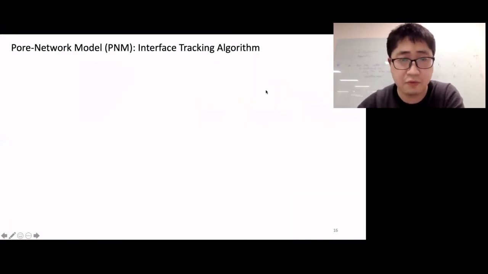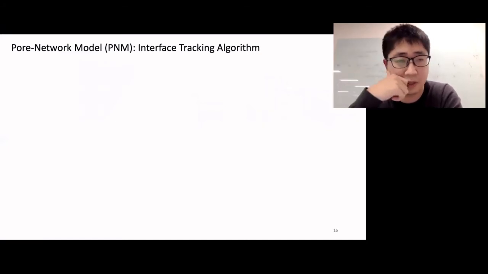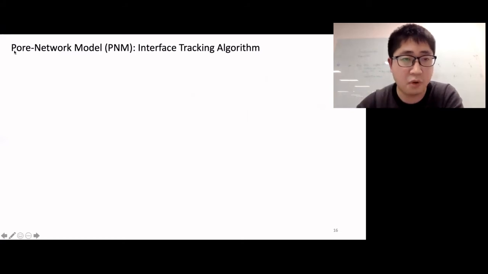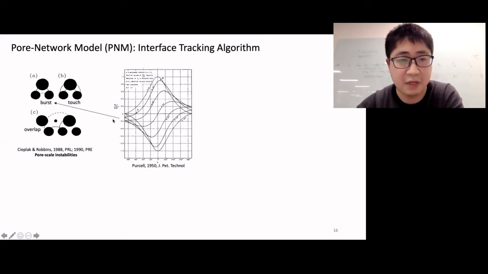And next, we can move into porous media. This time, instead of using the lattice Boltzmann method, we try to extend the existing pore network model method. Briefly, a quick introduction about this model. It considers the pore-scale invasion instabilities: burst, touch, and overlap, as I mentioned before. Take burst as an example. Depending on the location of the meniscus, the capillary resistance at different locations and also the contact angle are different. This can be explicitly calculated depending on the wettability and the pore geometry.